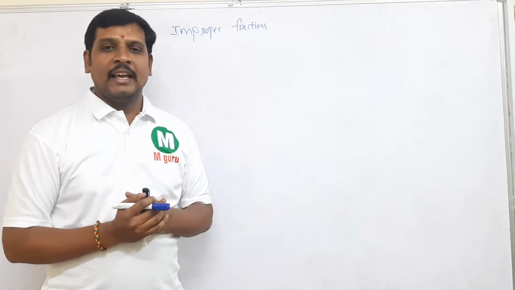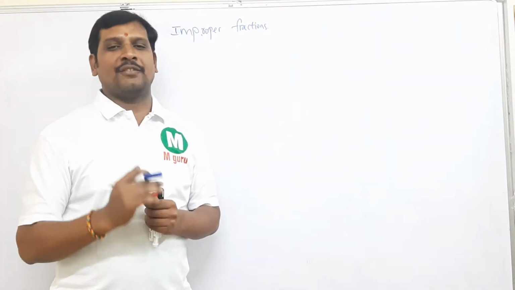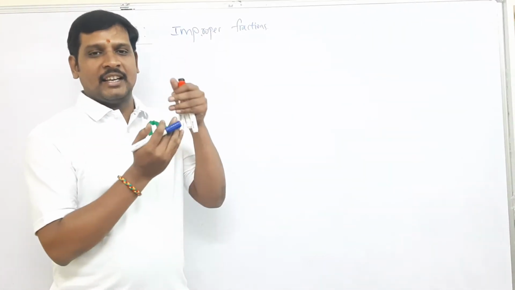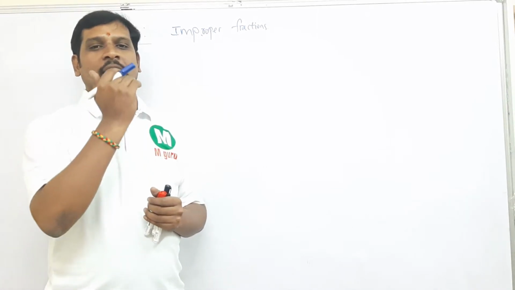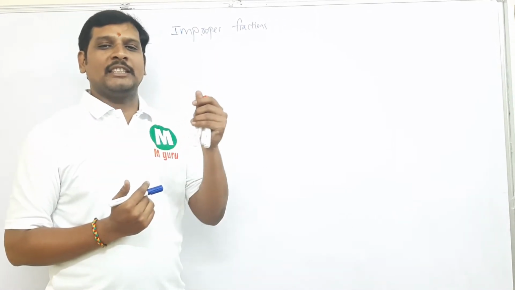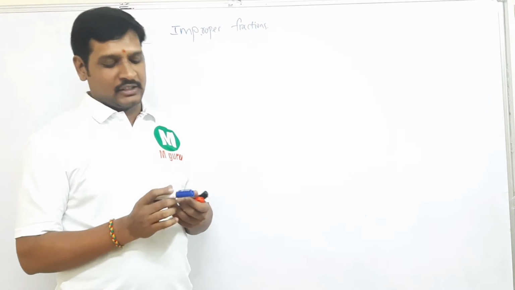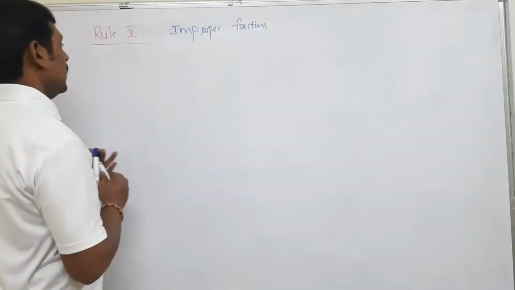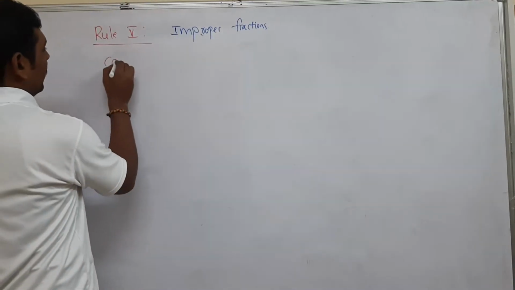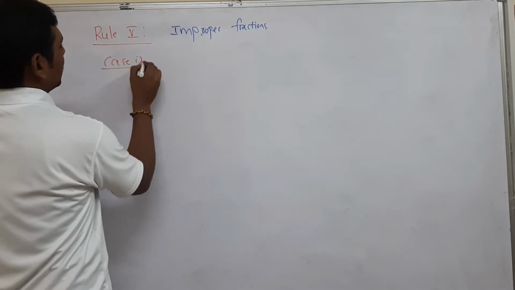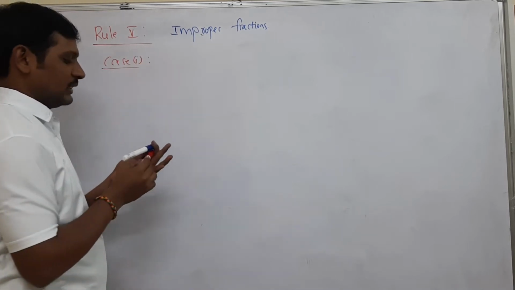Already we have seen improper fractions are of two types: when the degree is equal and when the degree is more. When the numerator degree is more, we call it an improper fraction. So here we are getting two different cases. First, let us go for the first case. What does case 1 say?